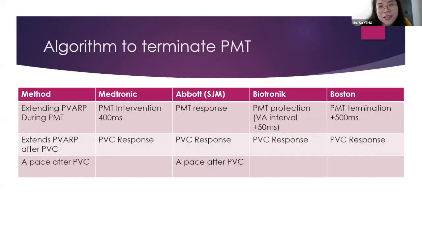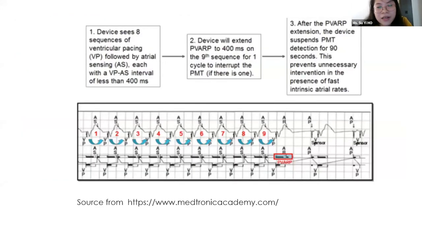So this is a summarized table which I think is very useful, showing the different companies and the features they offer for PMT algorithms. The three methods used to terminate PMT are extending PVARP, extending PVARP after every PVC, or atrial pacing after PVC.